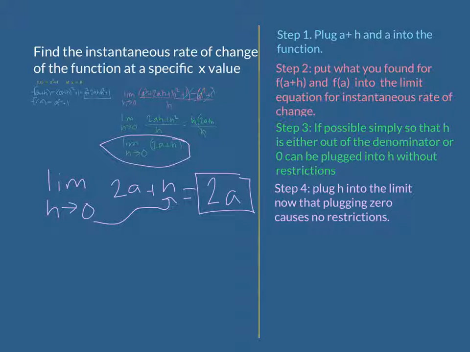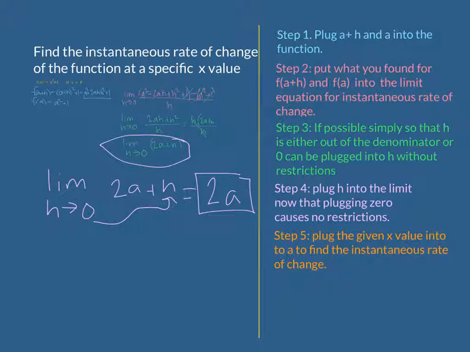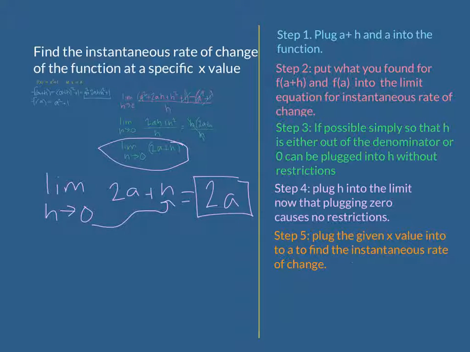Okay, so this means that anywhere on that function, our original function, at any point a, we could plug the a value in, the x value in, and get what our instantaneous rate of change is. So our last step is to plug the given x value up at the original problem into a, here, into this a, to find the instantaneous rate of change.